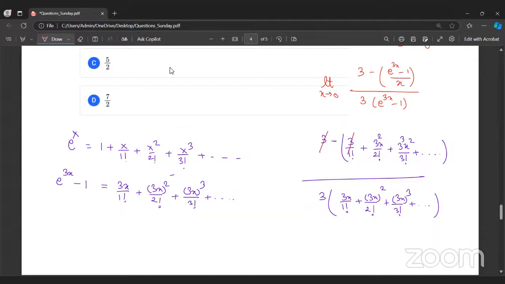Right? So what is your least power in the numerator? x raised to 1, correct. And what about the least power in the denominator? It is 1. Great. So if you remember clearly, when x is tending to 0, and you have a numerator and your denominator both as polynomials, I had told you that you can go for the least powers. If x is tending to infinity, you go for the highest powers. If x is tending to 0, you go for the lowest powers, right?